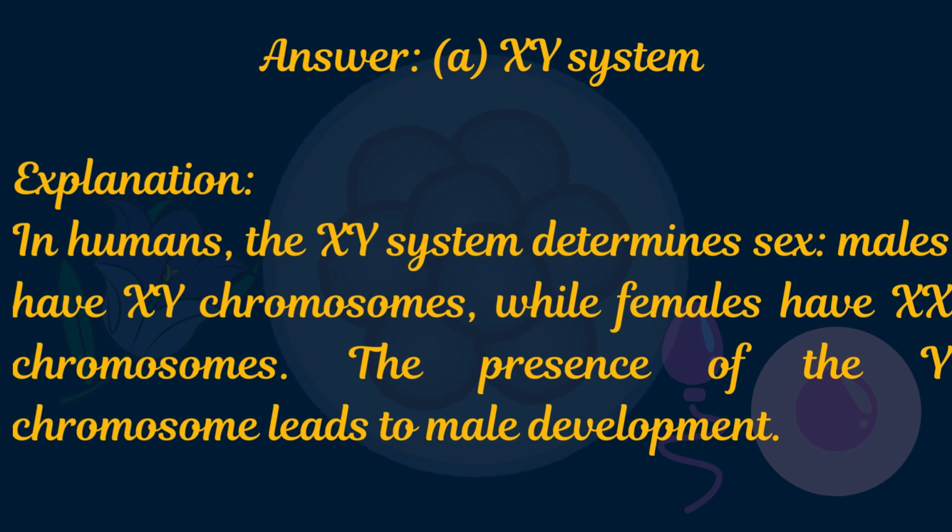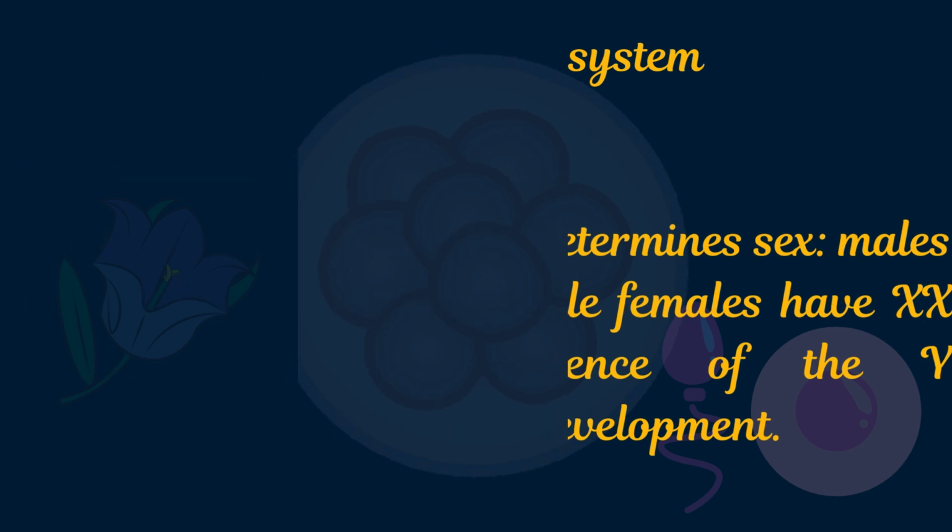Explanation. In humans, the XY system determines sex. Males have XY chromosomes, while females have XX chromosomes. The presence of the Y chromosome leads to male development.